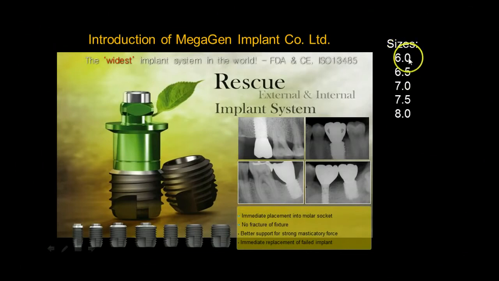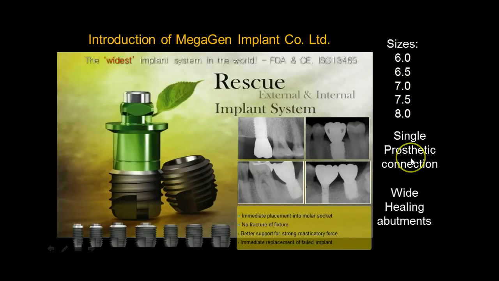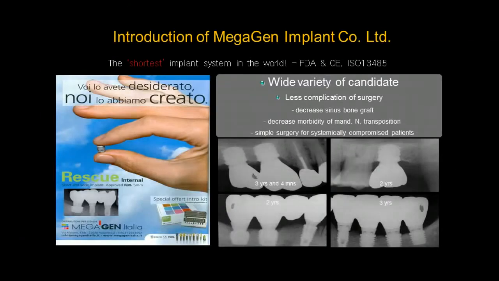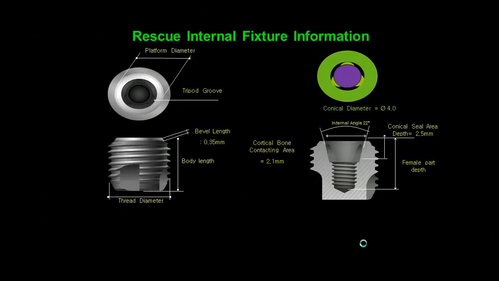But one thing to note, the implant diameters started, by the way, at 6.0, 6.5, 7.0, 7.5, and 8.0. All right, it is a single prosthetic connection, and they have wide healing abutments specifically for molars. Now, this is a molar implant only. Okay, again, shortest implant in the world as well. For vertical bone height challenges and so forth in the sinus and the IA area, this implant has a lot more surface area than your smaller normal size, or what we call traditionally designed implants. We're going to be going through all that.